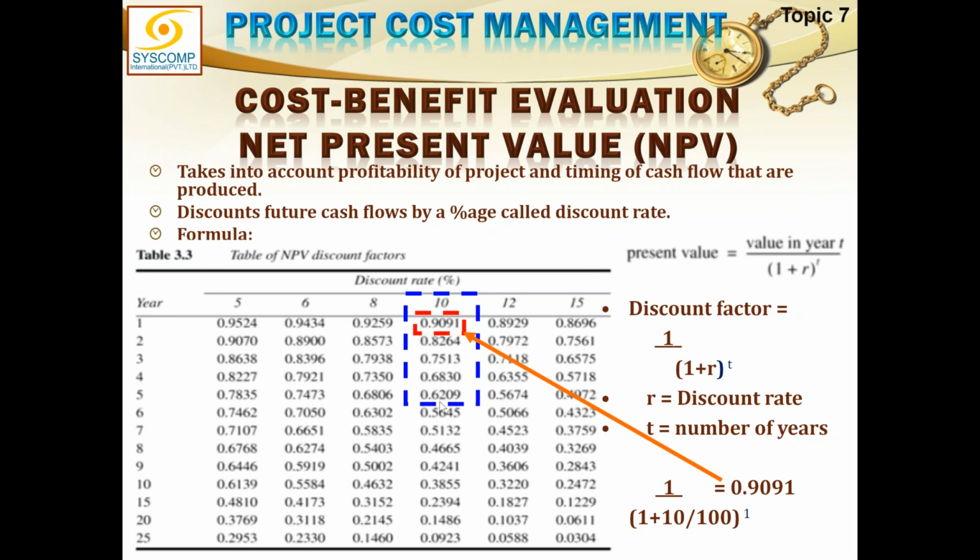Yes. Multiply this value by 100,000. What do you get? Multiply by 100,000. That will give you 62,090 rupees. That will be the present value. That is the present value. So money which is 100,000, which you are going to get after 5 years, is worth 62,090 rupees.